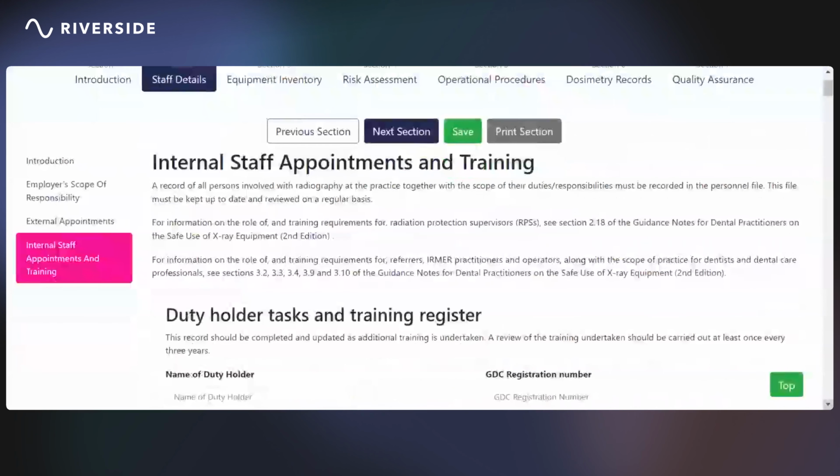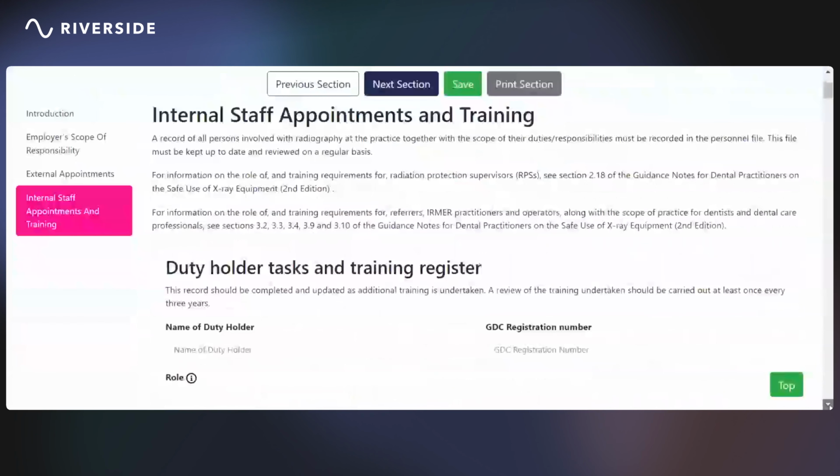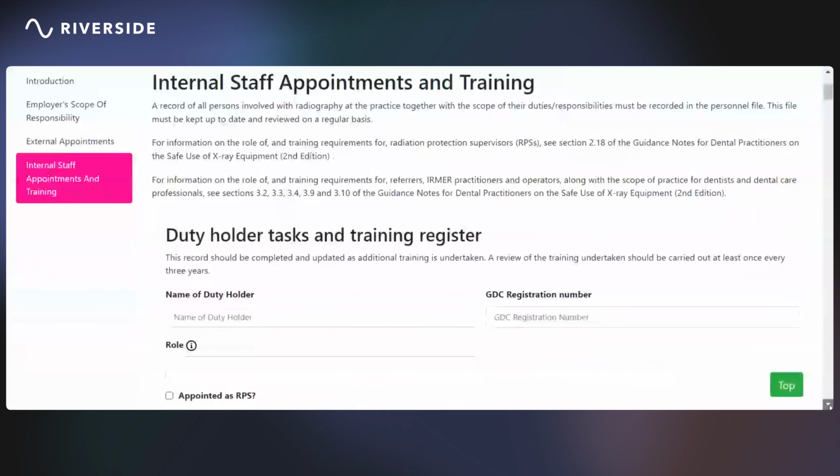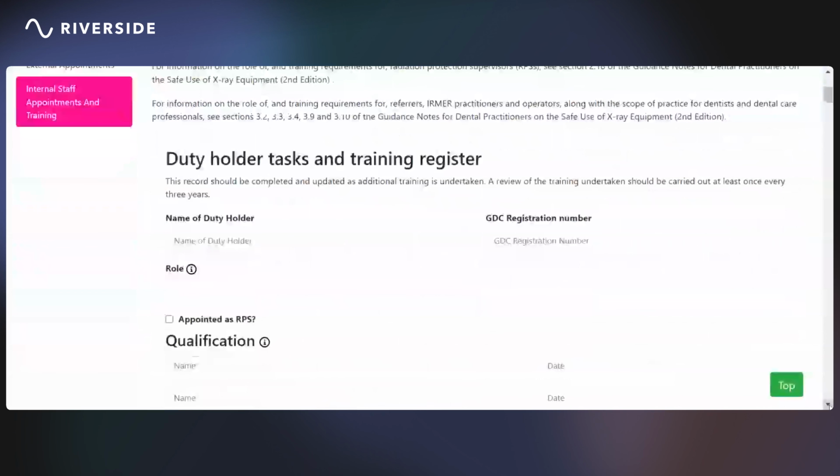Within this section of the file, if you click Add, the blue button, to add in a new form, you'll see a new form drop down, and it indicates all the areas that any person could be doing within a dental practice with respect to their professional qualifications and also with respect to compliance with the UK radiation protection legislation.